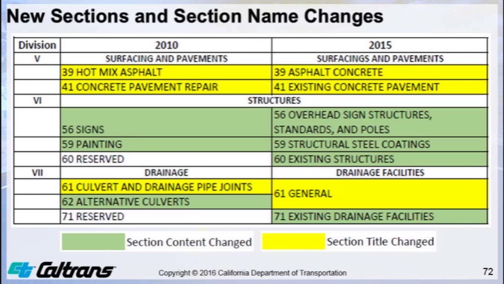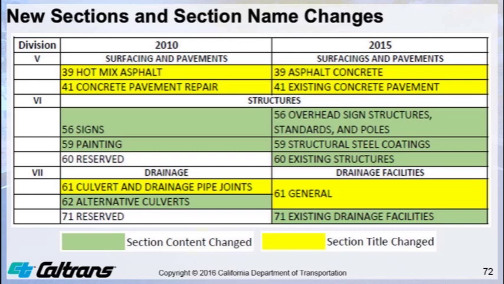In Division 6 Structures, 2010 Section 56 Signs is now 2015 Section 56 Overhead Sign Structures, Standards, and Poles. 2010 Section 59 Painting is now 2015 Section 59 Structural Steel Coatings. 2010 Section 60 Reserved is now 2015 Section 60 Existing Structures, the new home for all of those specifications that deal with work on existing structures.